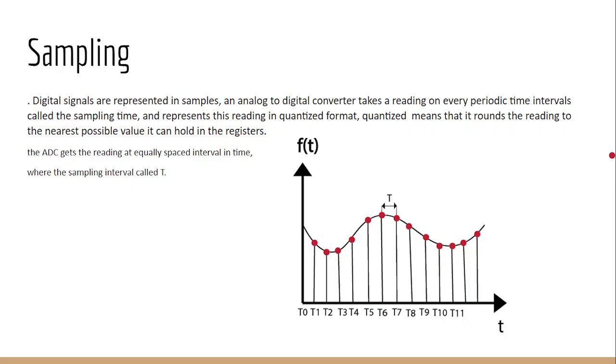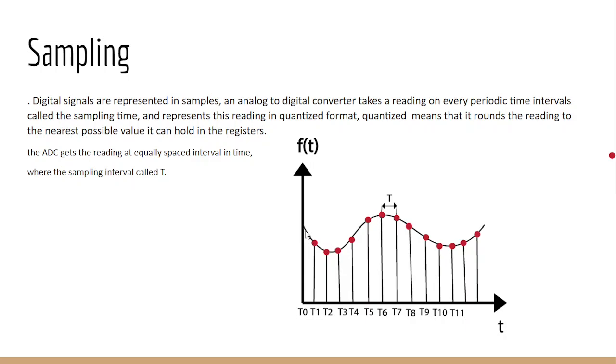So in order to do some processing on them on computers, we need to digitize them and store them in registers. We do so with an analog to digital converter, which is an IC. It digitizes the signals into samples. The analog to digital converter takes a reading at every periodic time interval called the sampling time, which is T. Here it is, the samples.